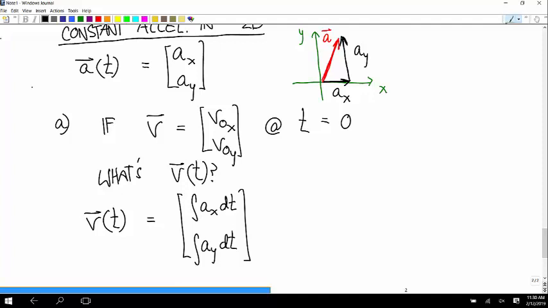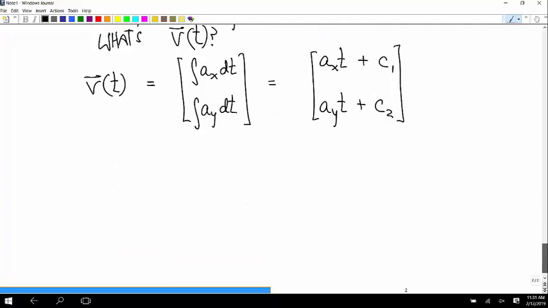What's the integral of a sub x dt? That's right. The key thing that we're doing here, everything we're addressing here, is for constant acceleration. So ax and ay are just numbers. So this is equal to axt plus c1. And the y component is ayt plus c2. We can't work with those unknown c1 and c2. So how do we figure out what those are equal to?